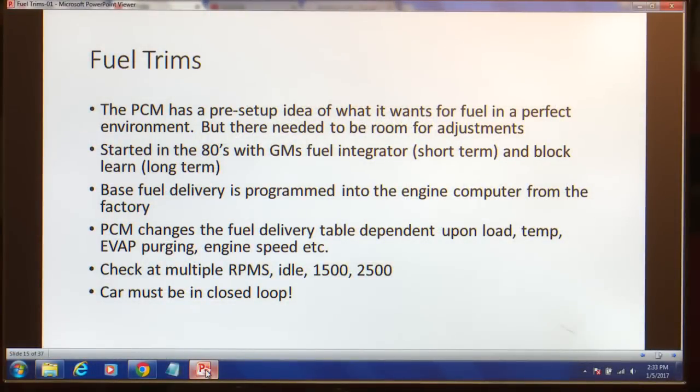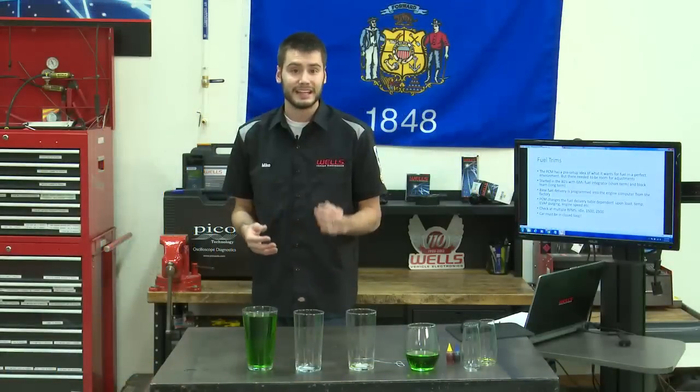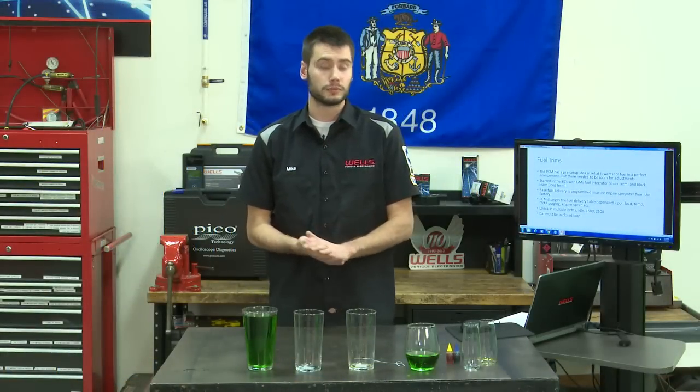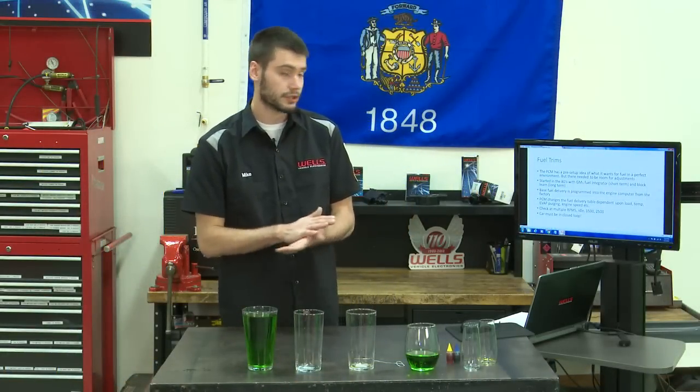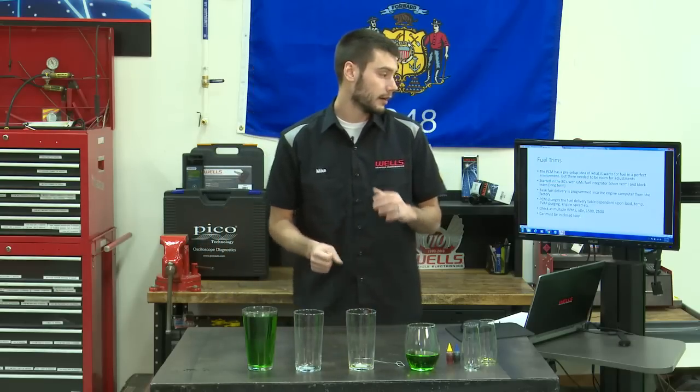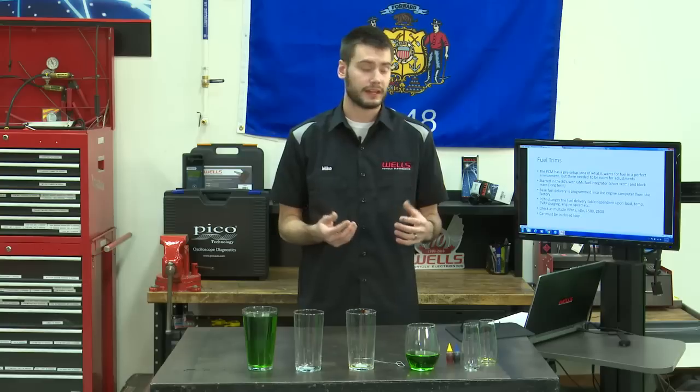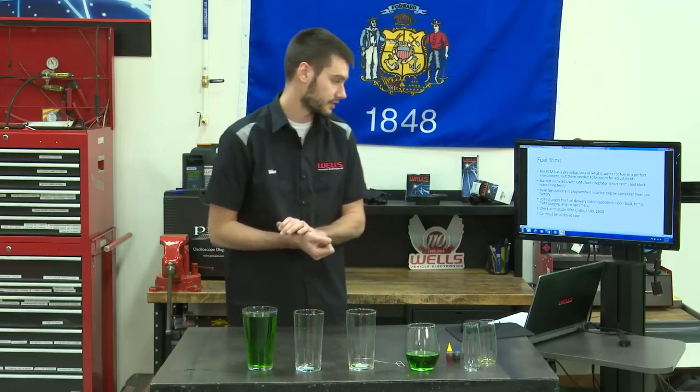So the PCM has this pre-set-up idea, this open loop strategy, okay? Fuel trim started back in the 80s with GM's fuel integrator, which would be our short-term trims, and block learn, which would be our long-term trims. The base fuel strategy, or base fuel table, for a vehicle is programmed into the engine computer from the factory, but that is only in effect during open loop operation. The PCM then goes into closed loop and changes fuel delivery depending on O2 sensor input and that kind of stuff, and we're going to talk open and closed loop in just a second.